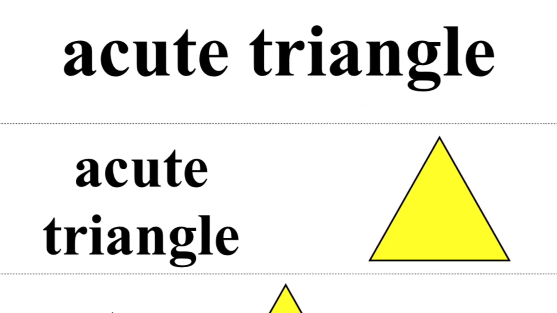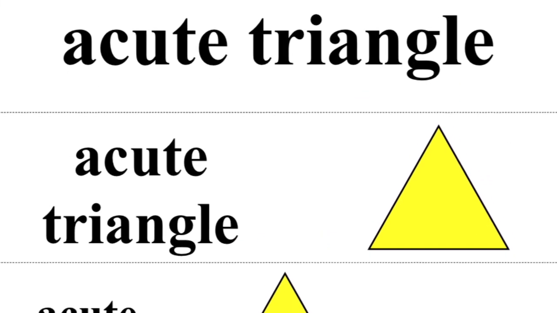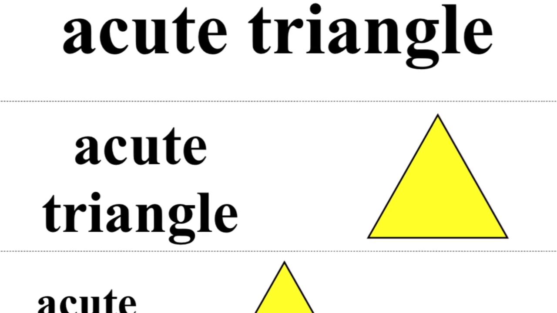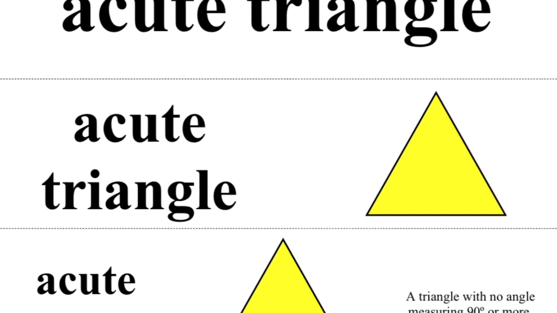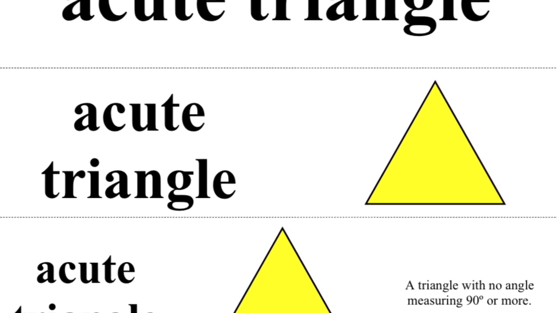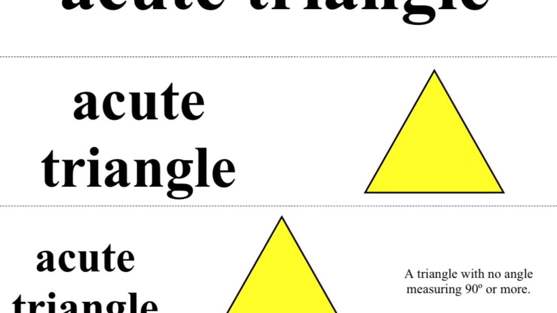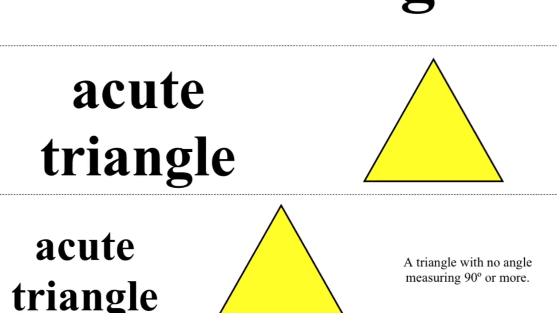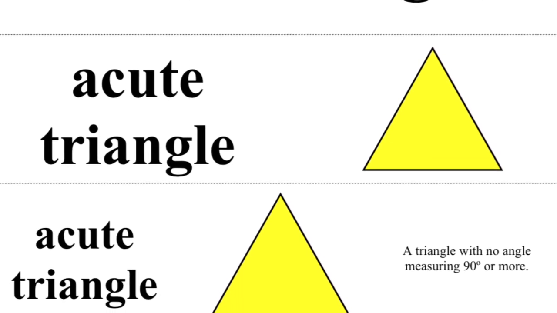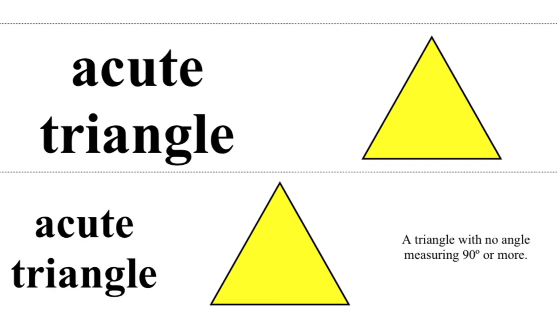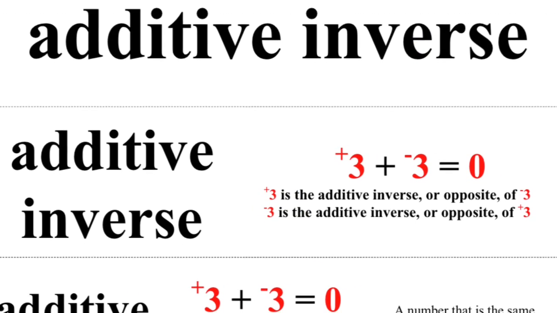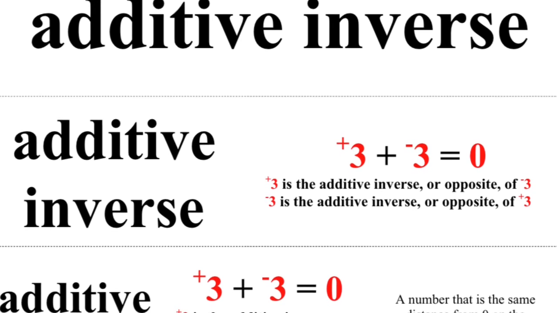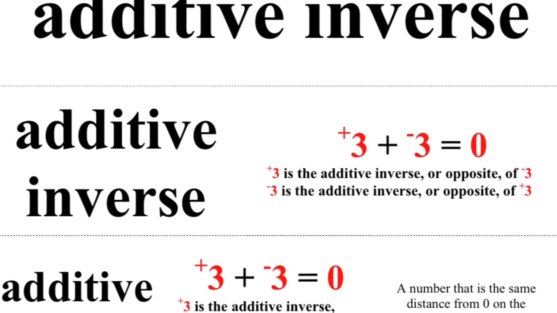An acute triangle is a triangle where all three angles are less than 90 degrees. The additive inverse is basically subtraction, but instead of subtracting, you add the negative.